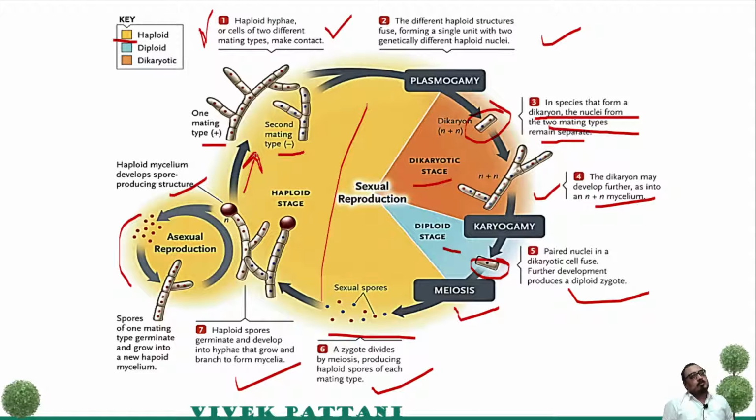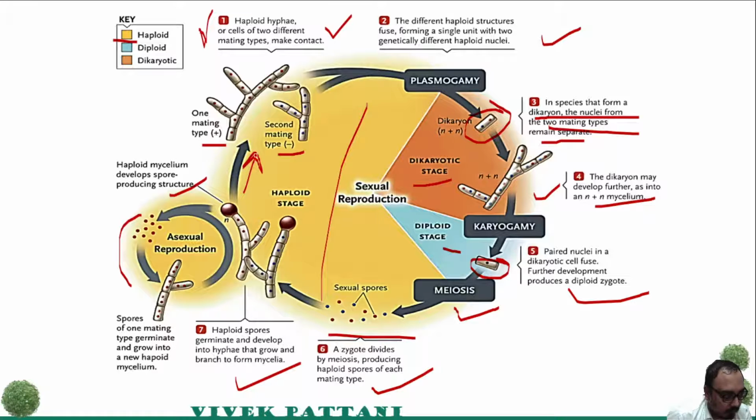Generally, asexual reproduction only occurs when conditions are good and nutrients are easily available, and sexual reproduction usually occurs when there is a lack of nutrients.